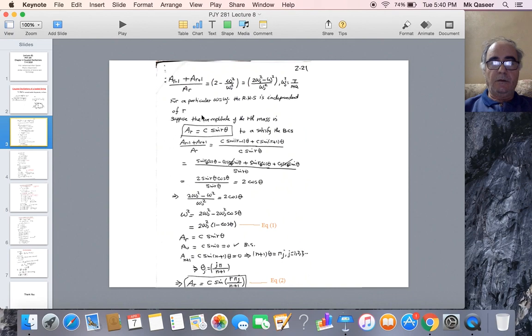r. Now let's assume that the amplitude of the rth mass is given by a sub r equals some constant C times sine r theta. Now to satisfy the boundary conditions, let's insert a sub r in this equation and then simplify the sine function. We finally find that this ratio is given by 2 cosine theta.